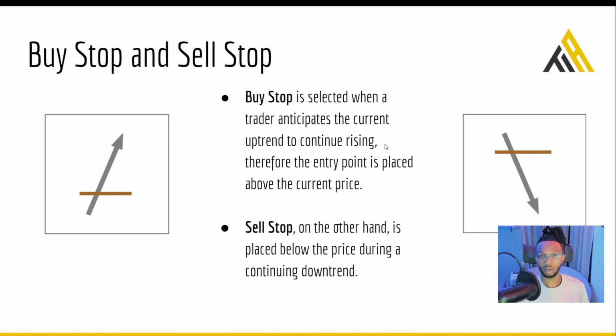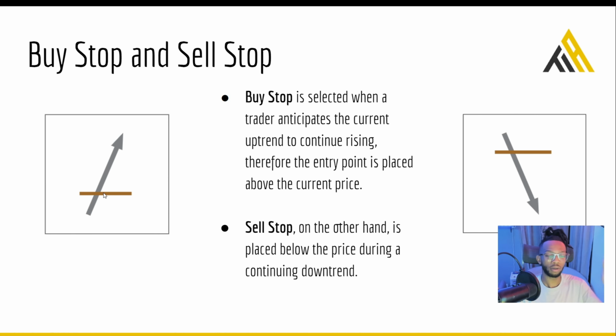The next one we're going to talk about is buy stops and sell stops. A buy stop is selected when you anticipate a trend to continue past a certain point where you're going to place the order. As you see here, price is below, and you're anticipating price to continue past this area, but you want to have your price for entry right here. You would do this when you're anticipating price to finally break a high and continue on.